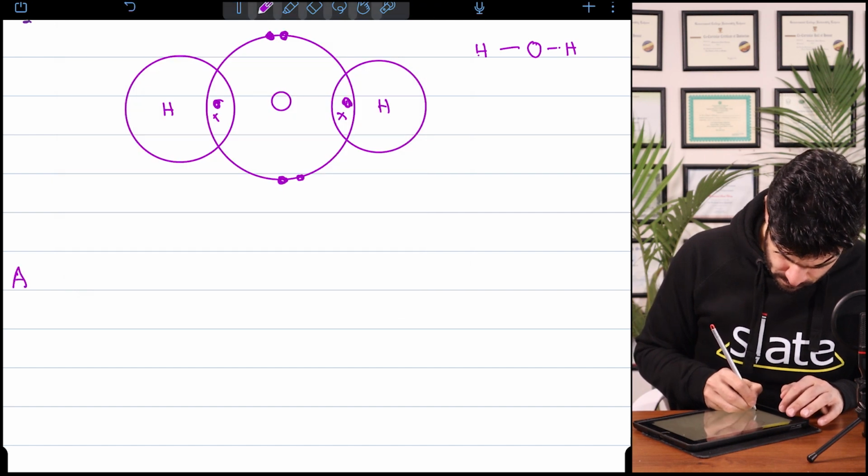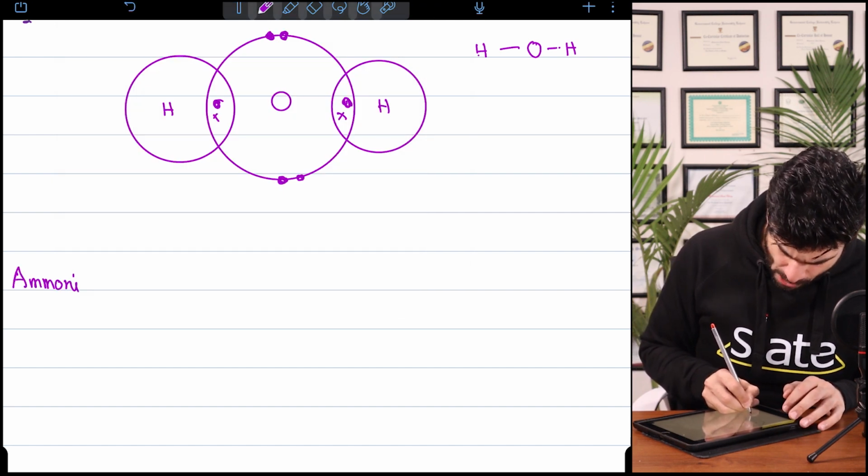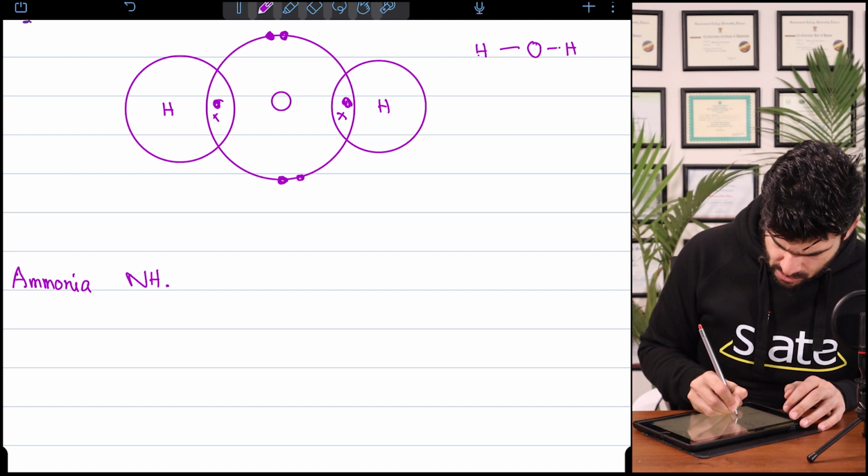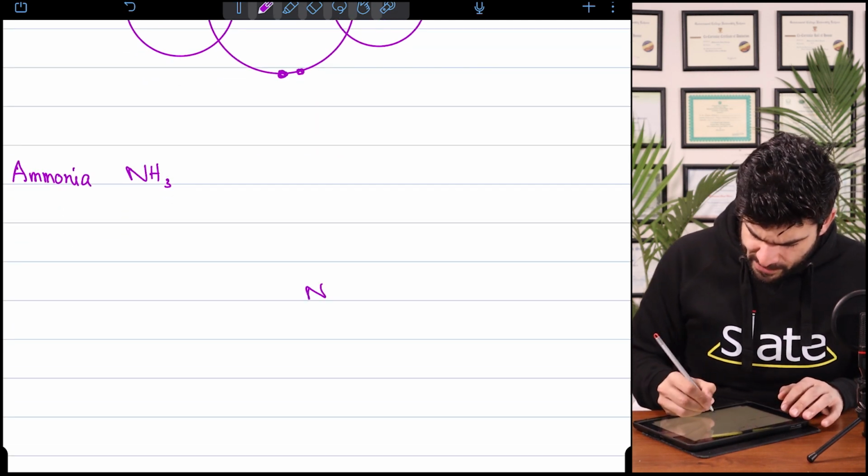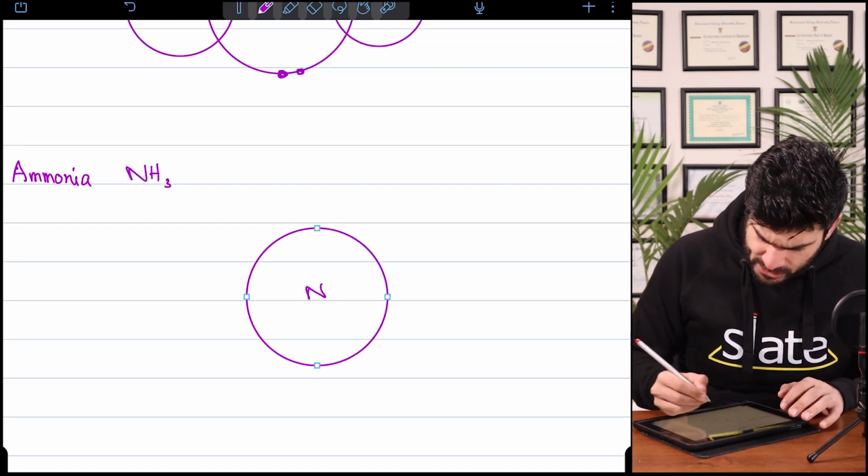Ammonia, a very important base, a very important compound in your syllabus. Nitrogen is in group 5, hence 5 electrons in the outermost shell.